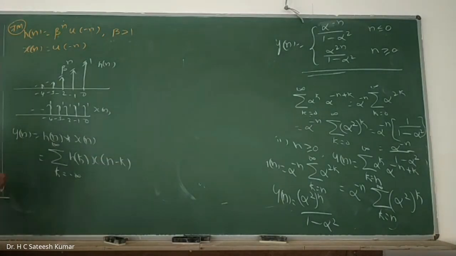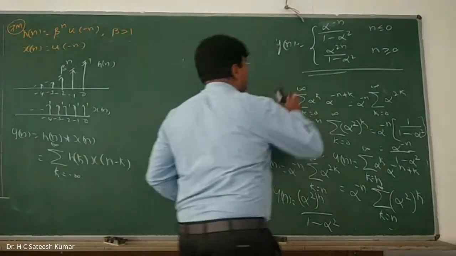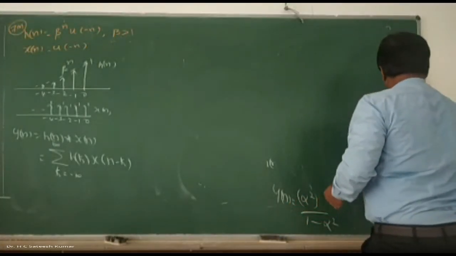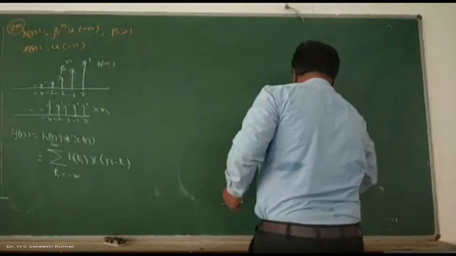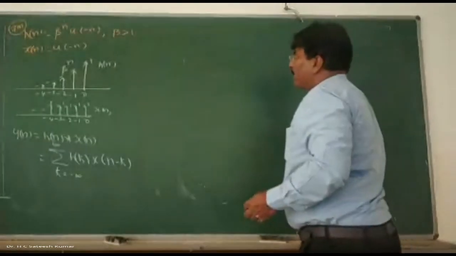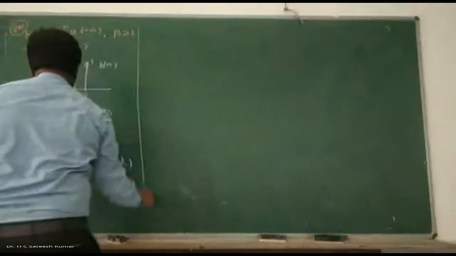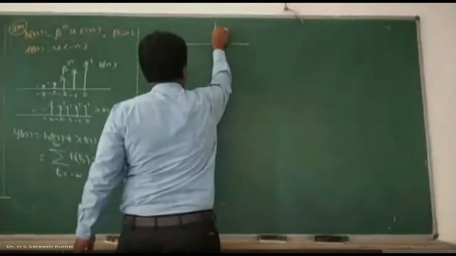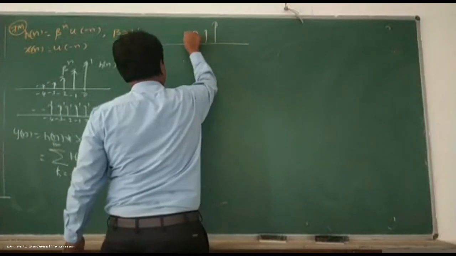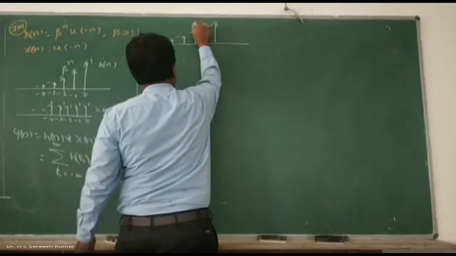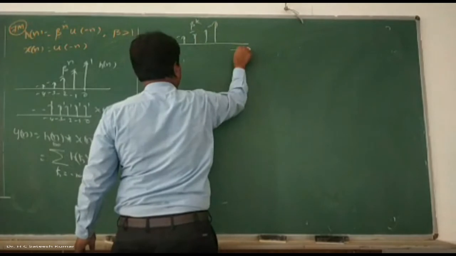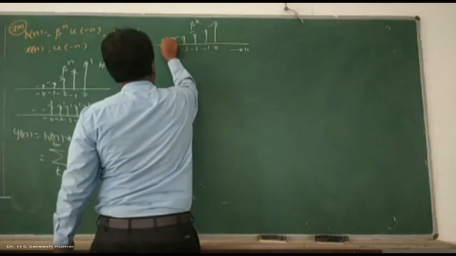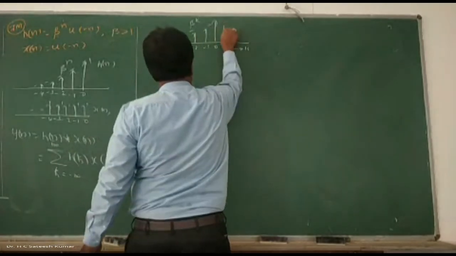Okay. Now, x of k, h of k. First you write h of k. H of k is as it is, you write it. That variation I'll call it as beta to the power of k on the k axis: 0, minus 1, minus 2, minus 4. That is beta to the power of k. That is your h of k.